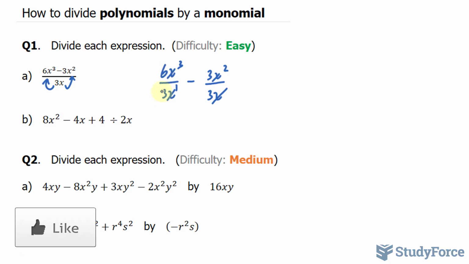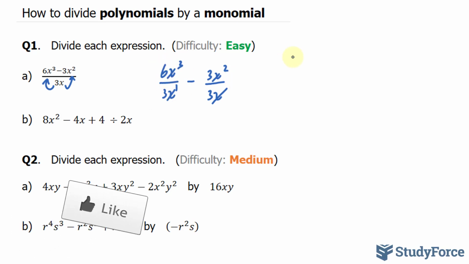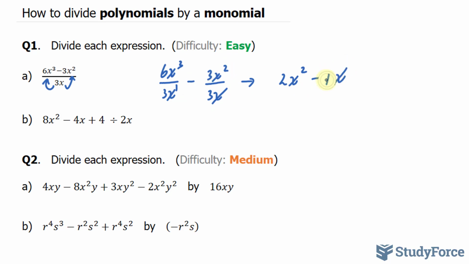6 divided by 3 is 2 as well. So this term becomes 2x to the power of 2. What about this term? 3 divided by 3 is 1, so minus 1, and x to the power of 2 divided by x is simply x. There's no need for this coefficient of 1, although if you leave it, it doesn't create any harm.